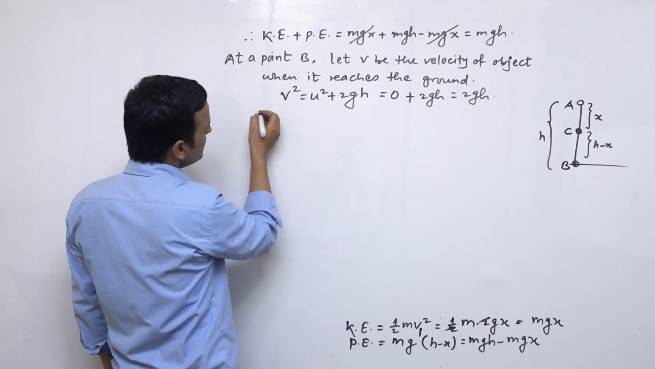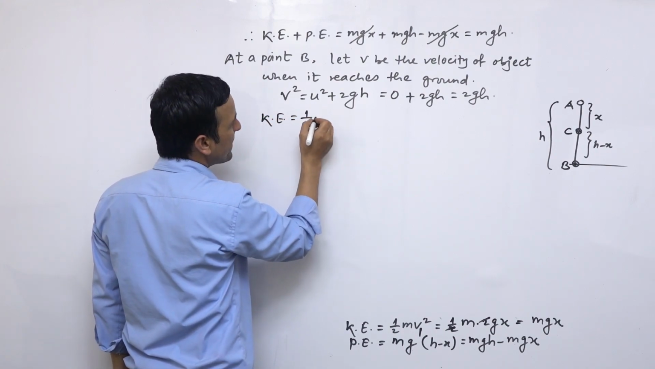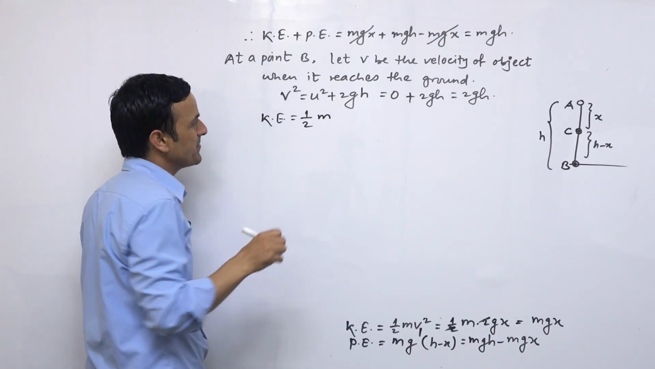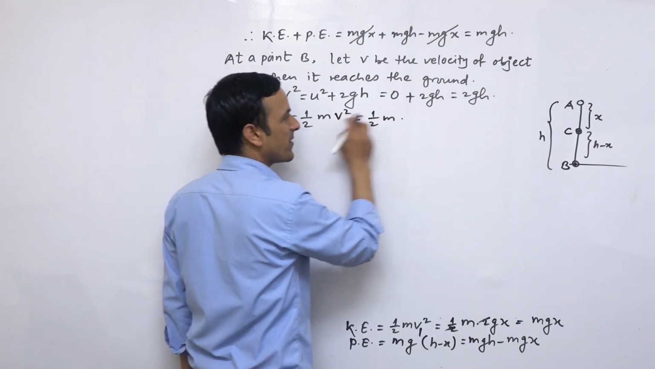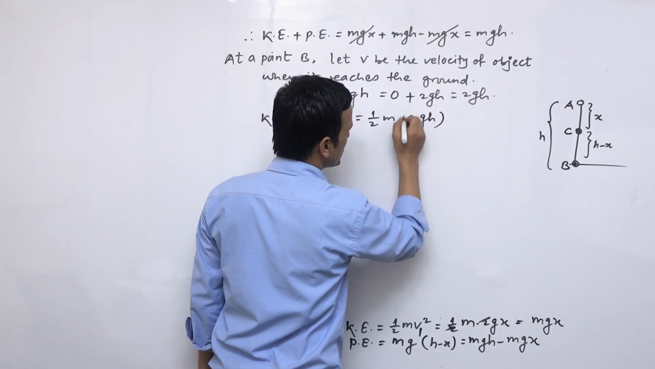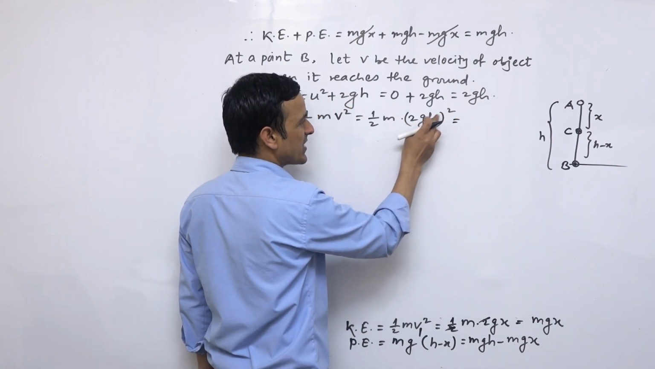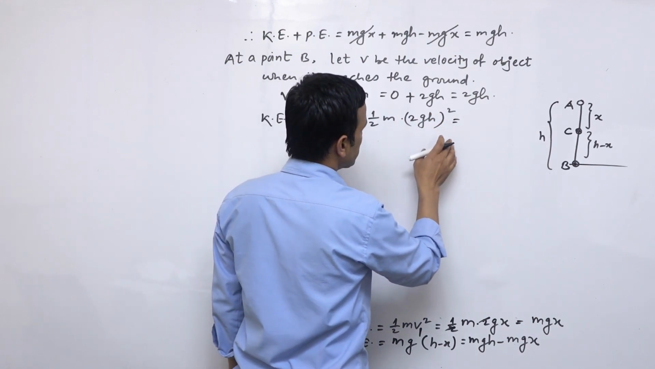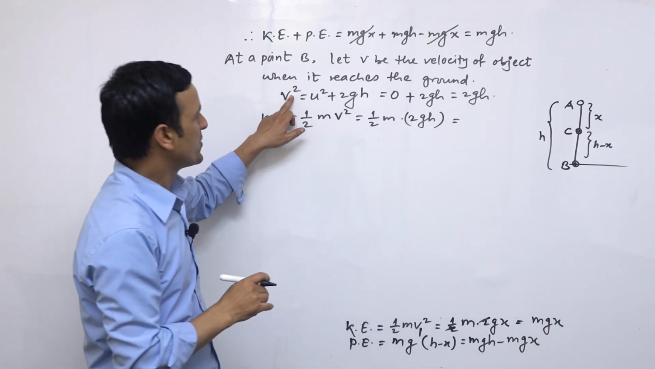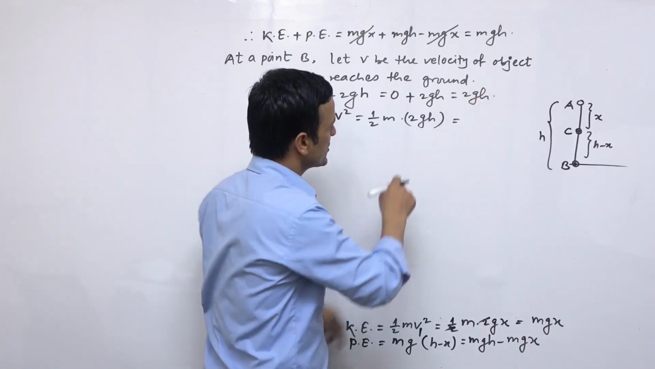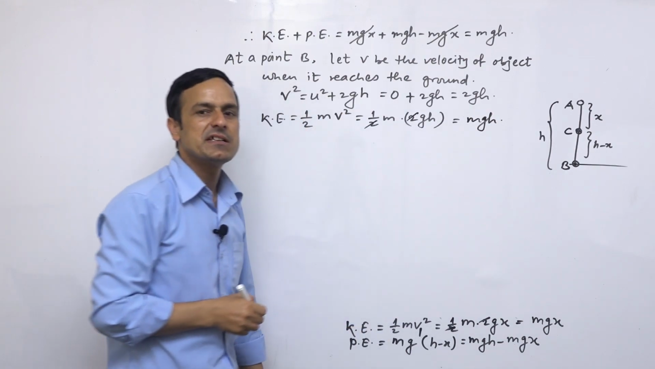So now we can find out the kinetic energy, that means half, mass is always the same, and v square. The value of v square is 2gh. This is the value of v square itself, so we cannot square it again. So 2gh, and 2 and 2 cancel. So in this way we can write down mgh.